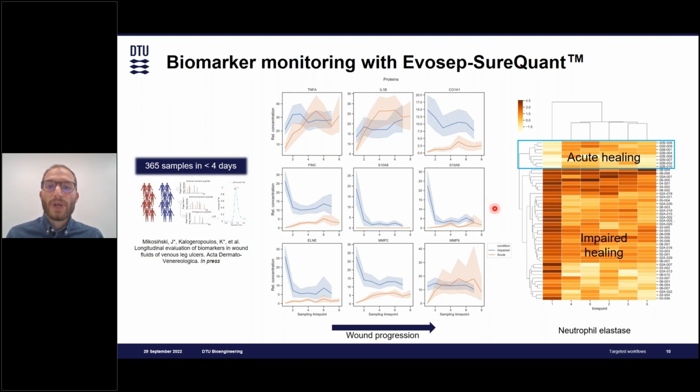Importantly, we're able, without any prior information, with unsupervised learning, to stratify our groups. So this is hierarchical clustering across the different time points. And we can see that our control group, the acute healing group, is clustered together, while the impaired healing group is clustered together. And of course, this is driven by the first time point in most cases.